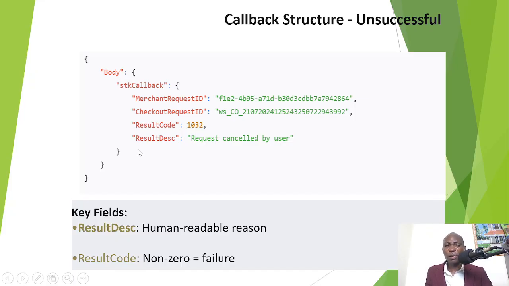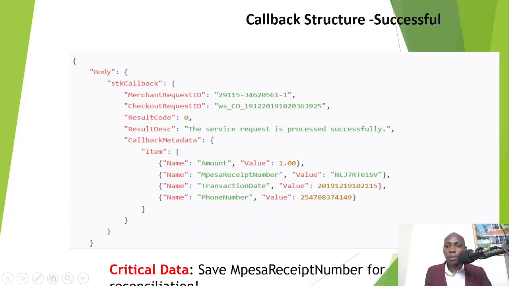The most important field here is checkout request ID. This is the checkout request ID that you had already stored on the database. You pull this, you query these callbacks based on this, and you check the result code. Non-zero means that that transaction was not successful, and we also have result description that request was cancelled by the user. Let us continue.